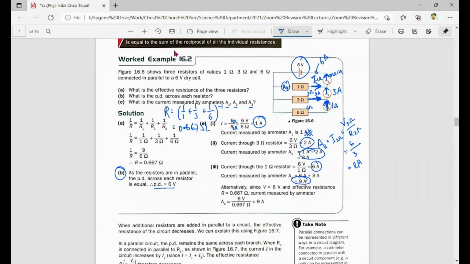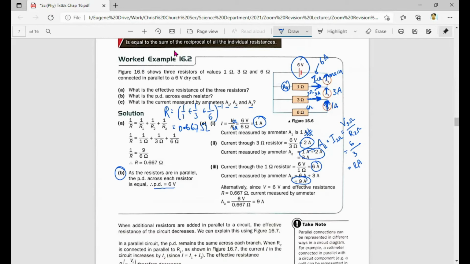So realize, first find the current coming from the 6 ohm. A2 will just be equivalent to the current flowing through the 3 ohm plus the current flowing through the 6 ohm, because these 2 branches combine to give you A2. Next, to find A3, you take the current flowing through A2 plus the current flowing out of the 1 ohm. These 2 combine, you get A3. So that's how you do part 1, part 2, part 3.